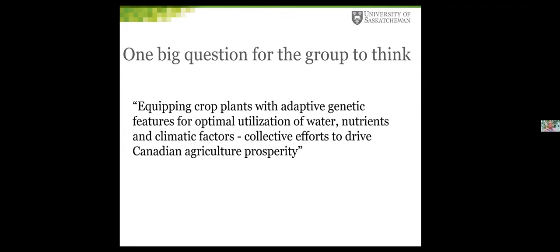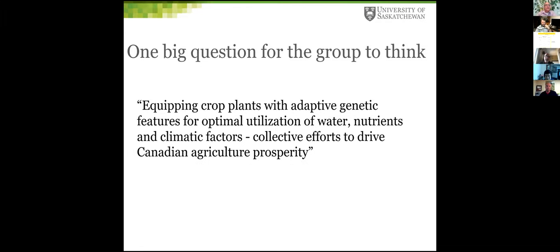So the big question for the group to think about is that we came a long way, still, we are not there. I think the challenge is equipping croplands with adaptive genetic features for optimal utilization of water, nutrients, and climatic factors and associated challenges. This will help, through the collective efforts of the participants here, to drive Canadian agricultural prosperity.